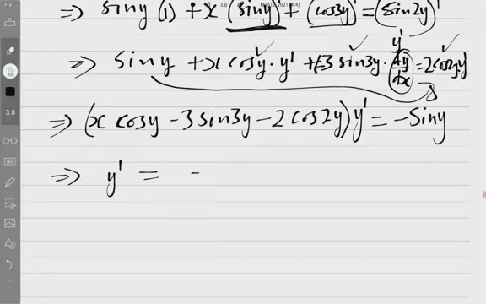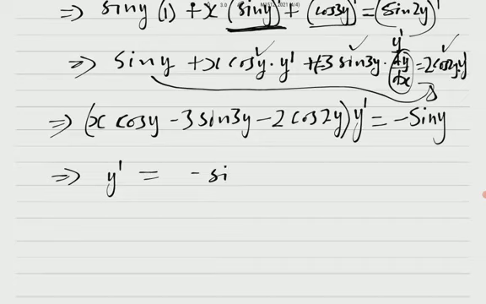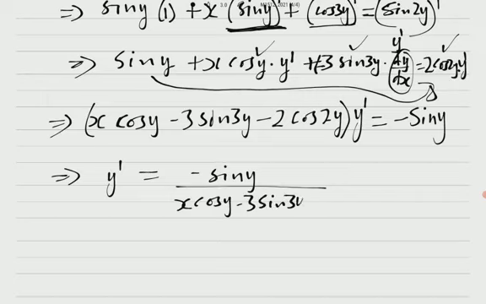Minus sine y being divided by x cos y minus 3 sine 3y minus 2 cos 2y. And this is our derivative finally. Using implicit differentiation, we managed to get our derivative.